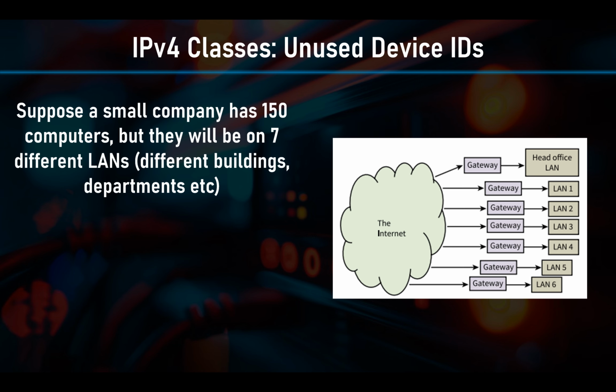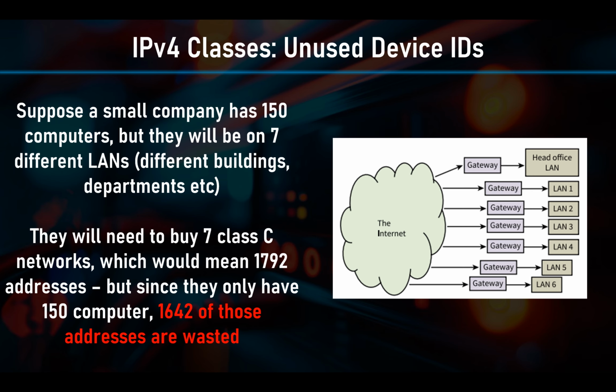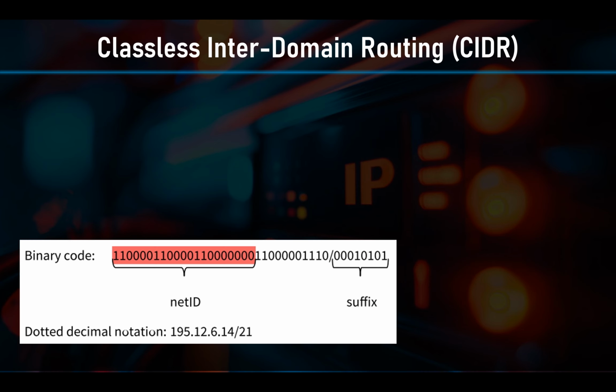I think this one we mentioned. Suppose a company has 150 computers, but they want to be on 7 different LANs, because maybe these LANs are in different buildings or different departments. What they would need to do is buy 7 Class C networks, which would give them 1,792 different addresses. But since they only have 150 computers, that means 1,642 of these addresses are wasted. Hopefully that makes sense.